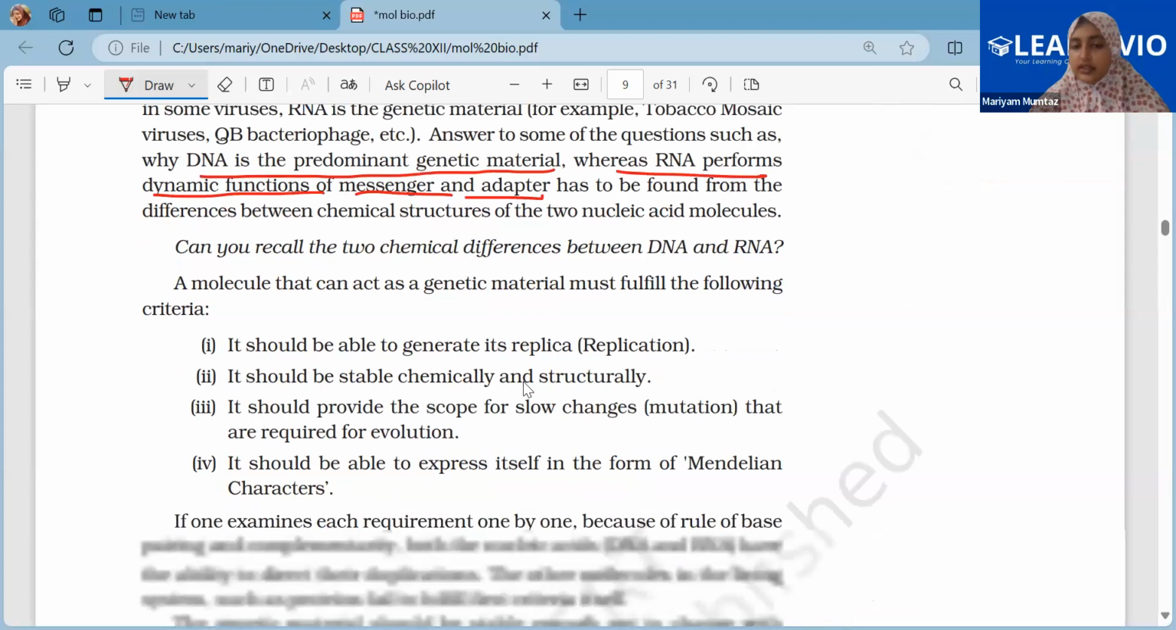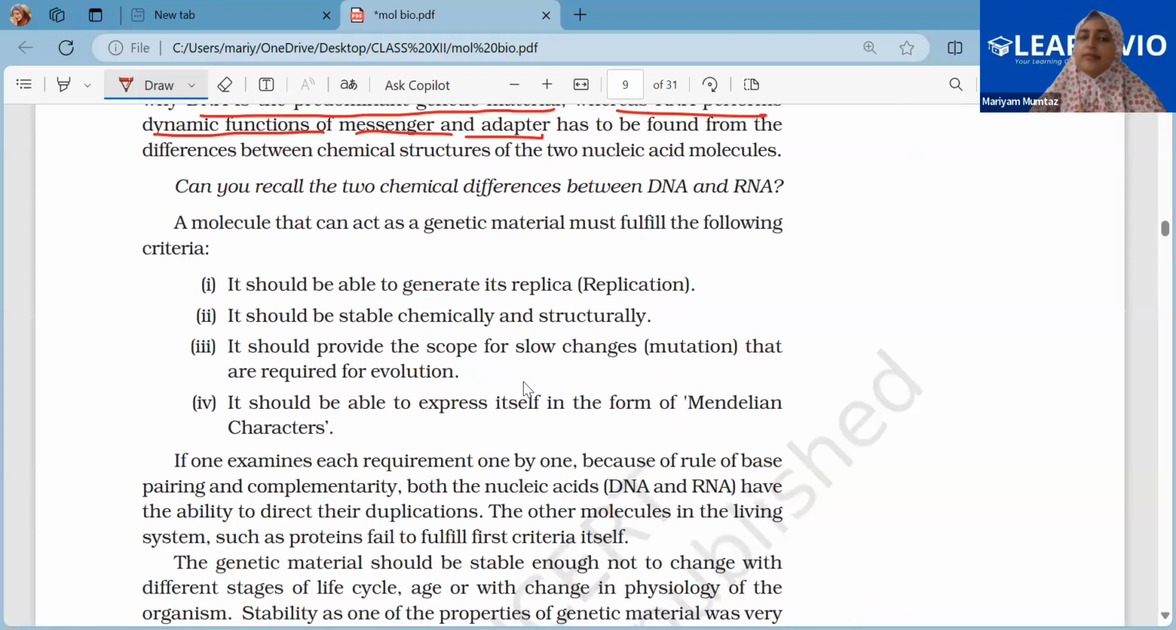Now, what are the qualities that the genetic material must have? It should be able to generate its replica, meaning it should be capable of replication. It should be stable chemically and structurally. So it should be structurally and chemically stable. It should provide the scope for slow changes, very slow, not instant and quick. So mutation scope should be there. And it should be able to express itself in the form of Mendelian characters.